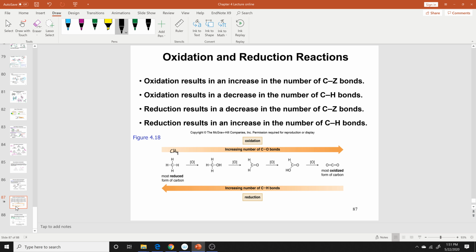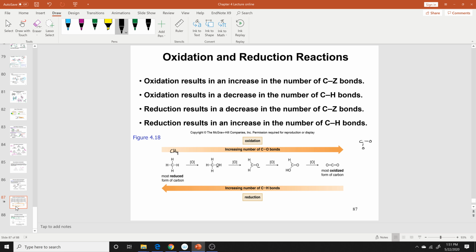As you can see, O stands for oxidation. As I am oxidizing, I am increasing the number of oxygens. So a carbon double bond O in reality is a carbon that is connected to 2 oxygens. So here I'm increasing the number of oxygens, until I reach here having 4 oxygens, 2 here and 2 there. So this is the most oxidized form of carbon.